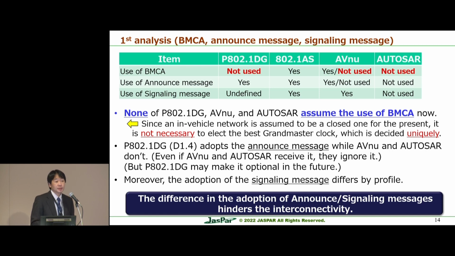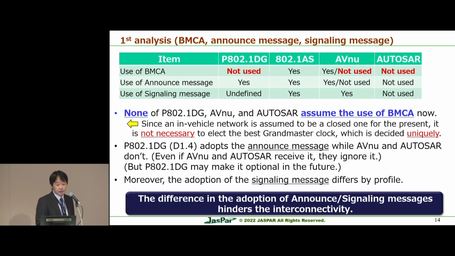So let's start the first analysis about BMCA, announce message, and signaling message. As you can see from this table, none of .1DG and Avnu assumes the use of BMCA now. According to JASPAR's understanding, the in-vehicle network is assumed to be a closed one for the present. So it is not necessary to elect the best grandmaster clock, which is decided uniquely.